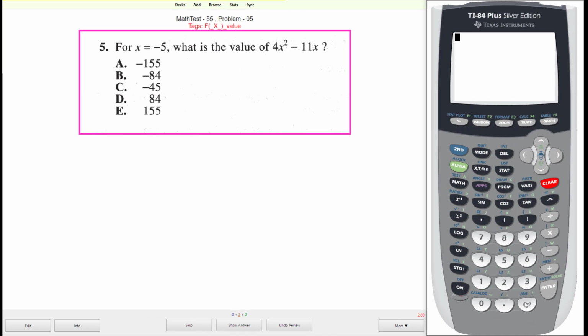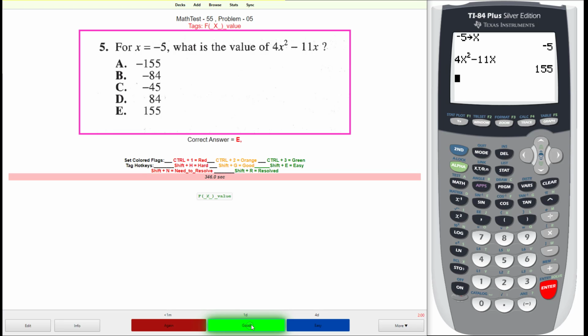So what we'll do is we'll take the calculator, we'll type in -5 store x, enter, and then we'll type in our equation 4x squared minus 11x, and we'll hit enter. And when we do that, it's going to give us the answer 155. That's answer E. Okay, let's do another one.